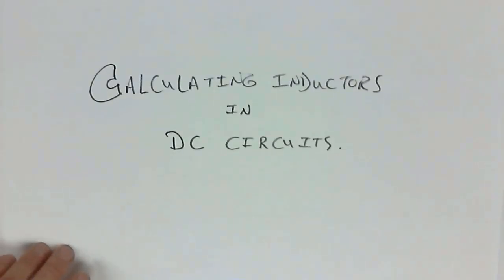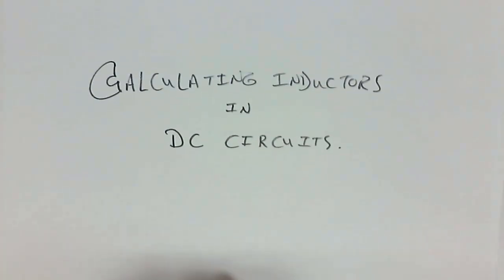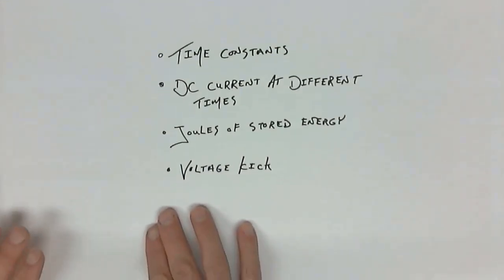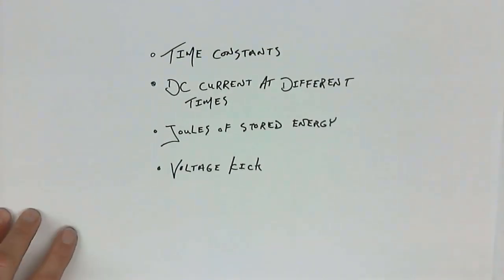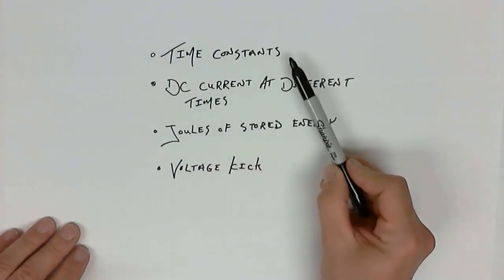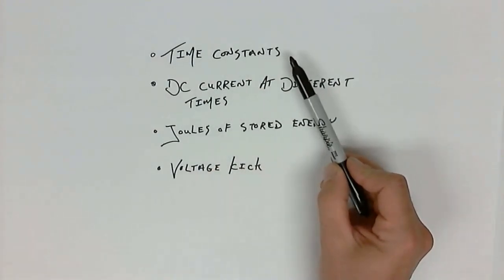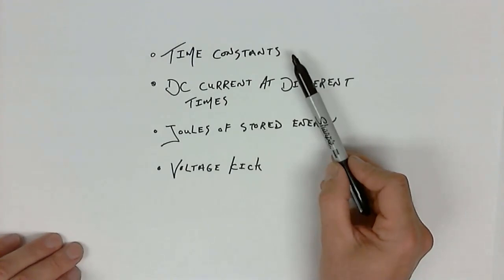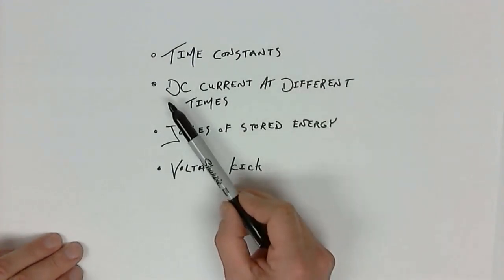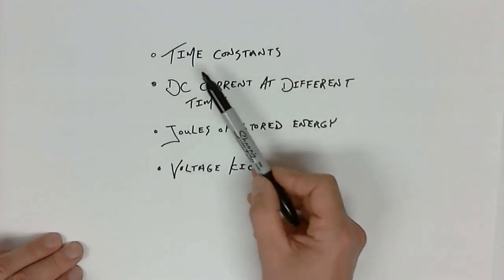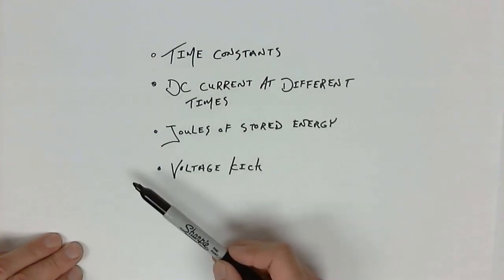Calculating inductors in DC circuits. In this presentation, what we're going to be looking at is time constants. How do we calculate time constants and what do they mean in regards to an RL DC circuit? We're also going to calculate the value of current in an RL DC circuit at different time constants.